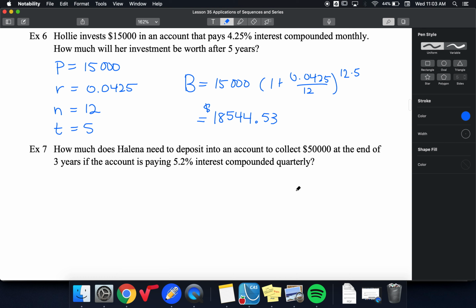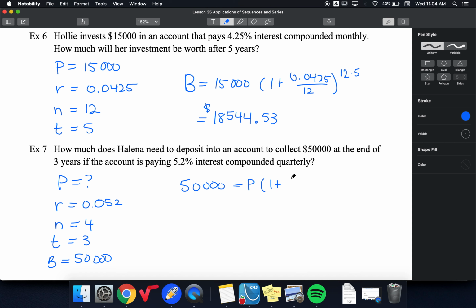So let's look at that sort of idea. How much does Helena need to deposit into an account? So now we don't know her principal. She wants to collect $50,000 at the end of 3 years, and we've got an interest rate of 5.2%. Our compounds are quarterly, so 4 times a year. Our time is 3 years, and we want the balance to be $50,000. So she wants to take out $50,000, so that will include her principal. So it's not saying that she wants to earn $50,000. She just wants to take the $50,000 out. So $50,000 is equal to whatever that principal amount is, times 1 plus 0.052 divided by 4 to the 4 times 3 power. I'm going to use my solve function.